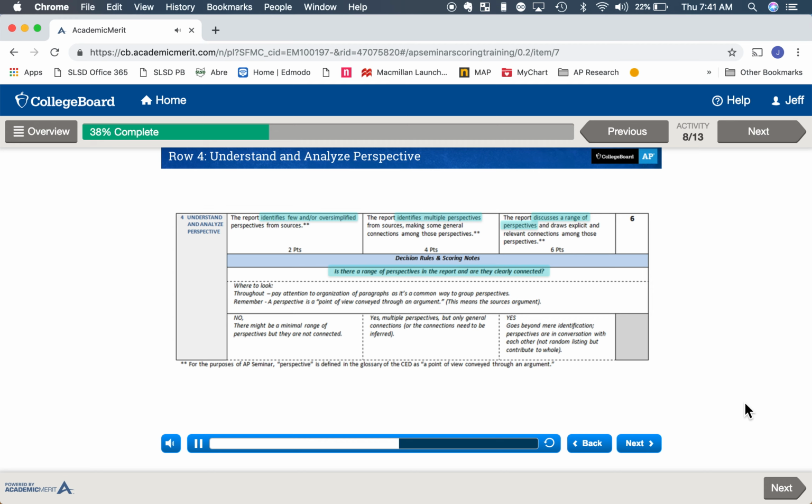In reports that have wandering or poorly organized paragraphs, perspectives can be difficult to identify. The second part of this question is, are the connections between the perspectives made clear? If there are no connections made between perspectives at all, then the report cannot score above a 2, or low, in this row.